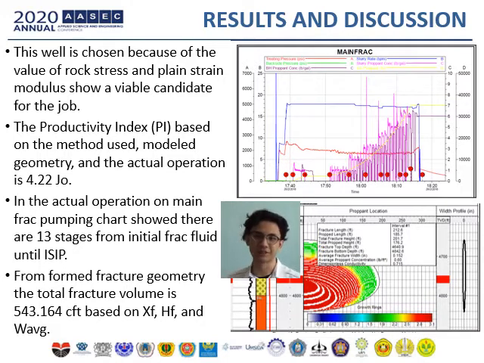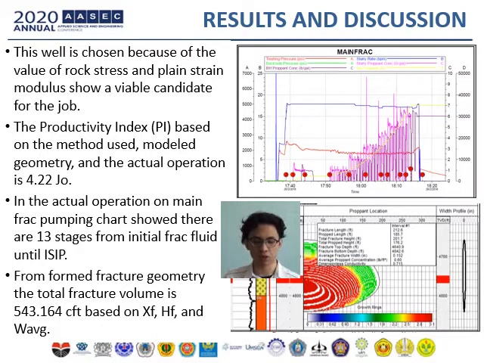Let's dig into the results and discussion. This well is chosen because the values of rock stresses and plane strain modulus show a viable candidate for the job, which means the value of the candidate selectivity factor is in between the minimum value and the maximum value. The productivity index, or PI, based on the method used, model geometry, and the actual operation is 4.2 times the assumed production of this well.